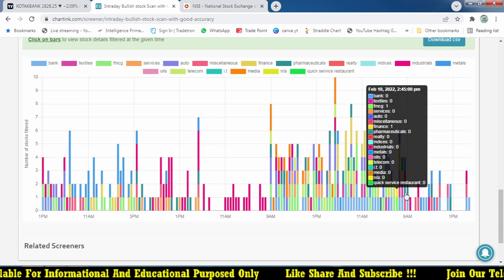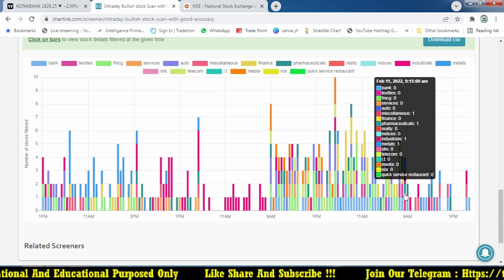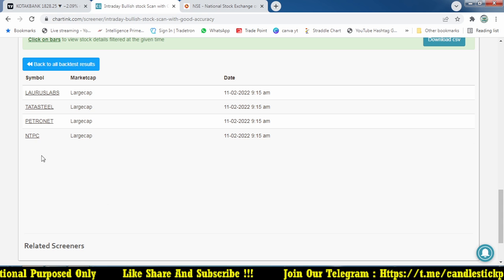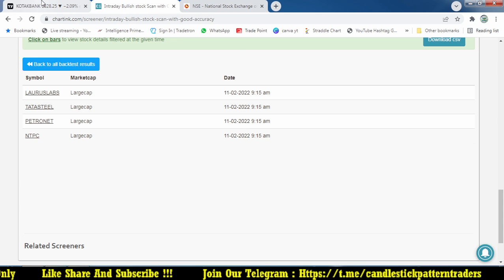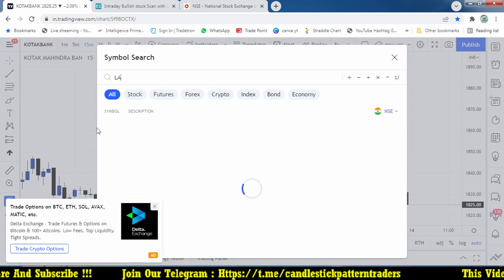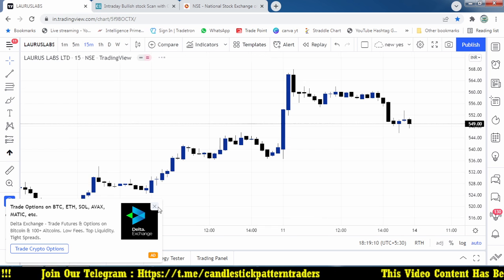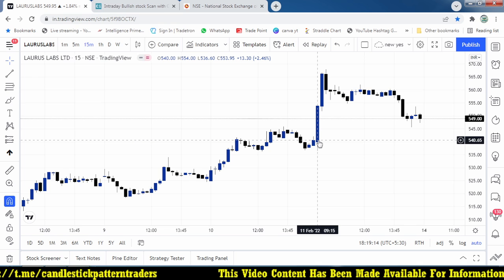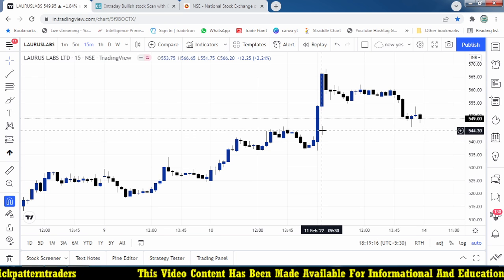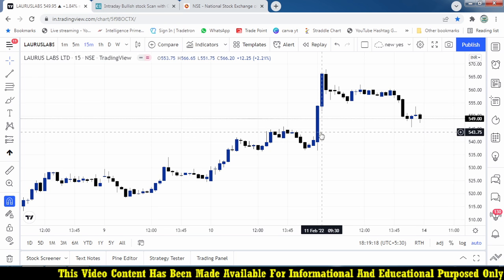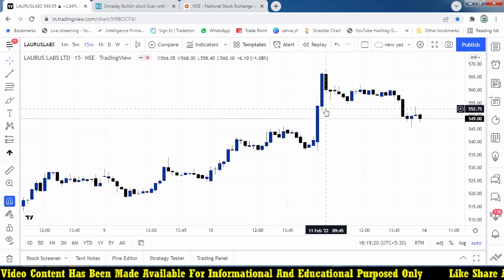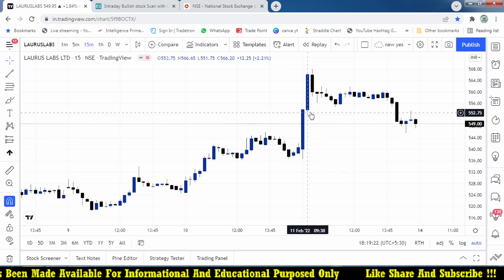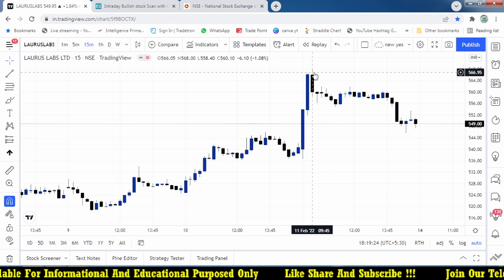So let me try it out. Yesterday the market was totally negative, but these stocks showed bullishness: Laurus Labs, Tata Steel, Petronet, and NTPC. First we see Laurus Labs. What happened yesterday? It's showing bullishness in the morning. Can you see at 9:15 it closed at 554, and in the next 15 minutes itself 566, almost 10 rupees it moved within 15 minutes. If you are applying an opening range breakout, it breaks the high and it moves well.